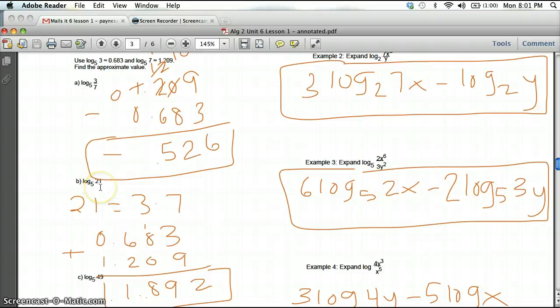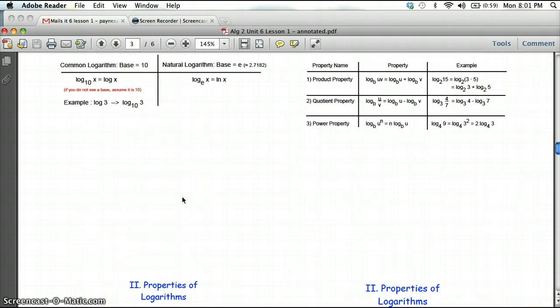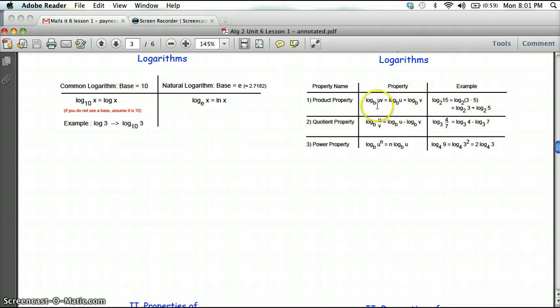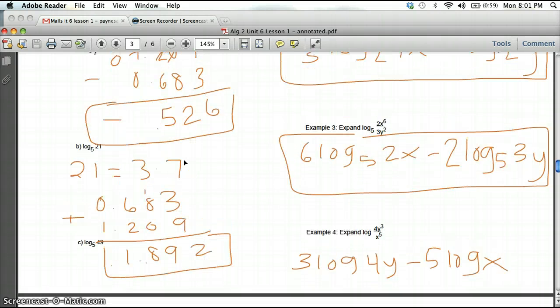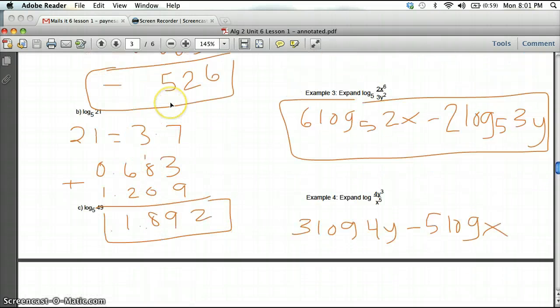So now let's go down to log base 5 of 21. Now, we only know what log base 5 of 3 and log base 5 of 7 are. So 21 has 3 and 7 in it. So we're going to break 21 apart into 3 times 7. Now let's go back up to our rules. Anytime we multiply, we're actually going to add. So we've got 3 times 7. 3 is equal to 0.683 and 7 is equal to 1.209. We add those together and we get 1.892.